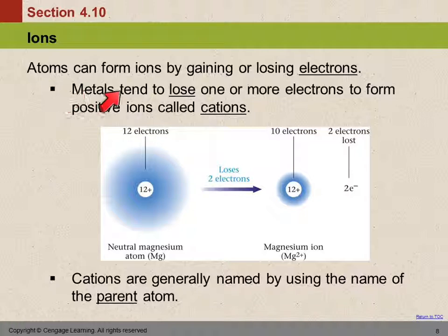So that's how a cation can form. Metals tend to form cations by losing 1 or more electrons, and they form positive ions called cations, and that's a word you need to know. A cation is a positive ion.